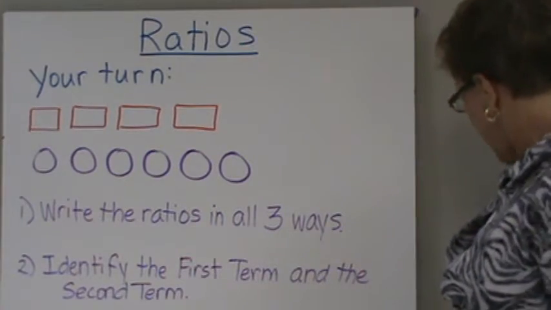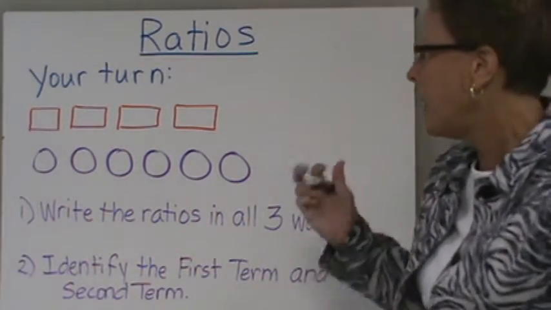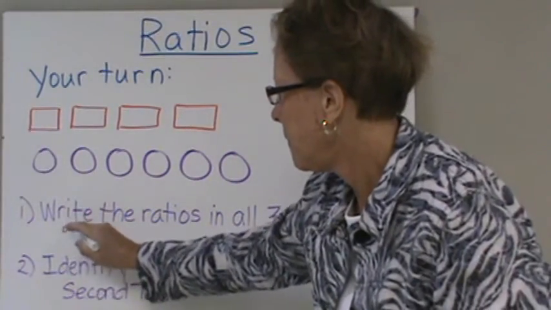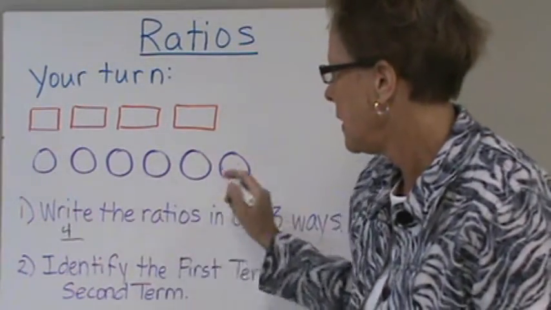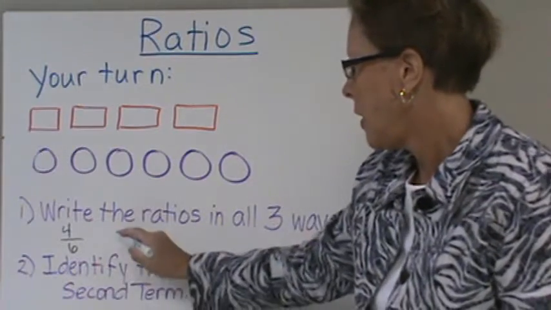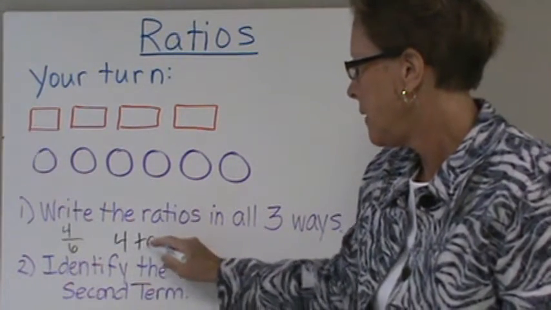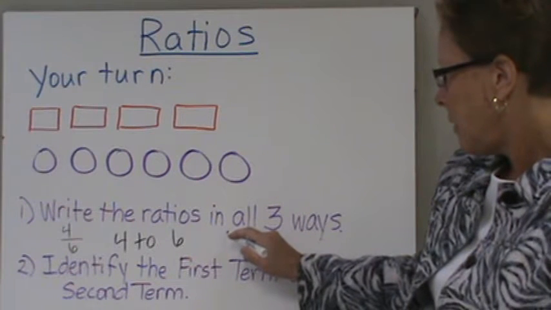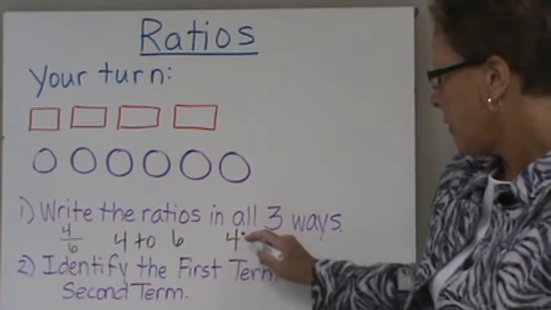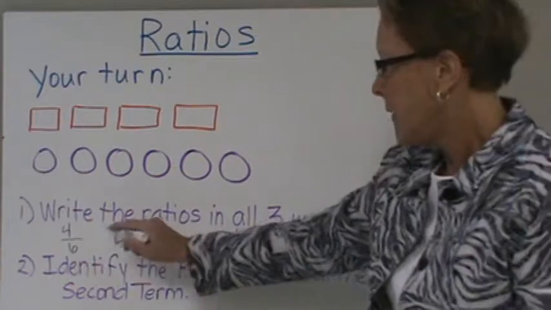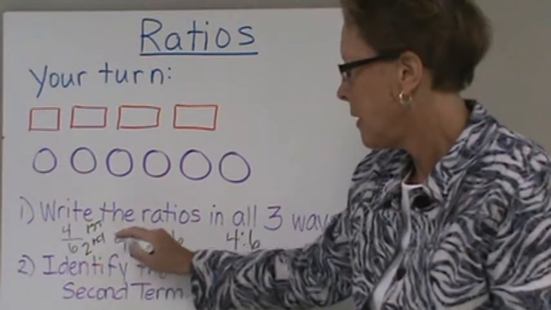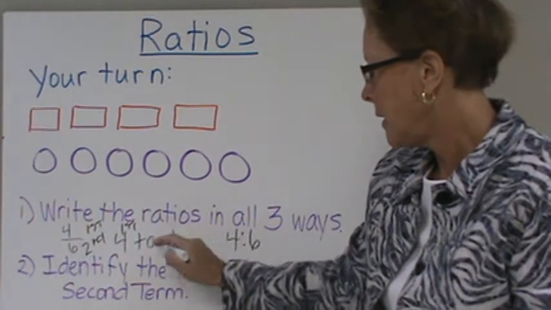Okay, now, here we go. We've got 4 rectangles to 6 circles, 4 to 6, and 4:6. This is first term, second term, first, second, and first and second.